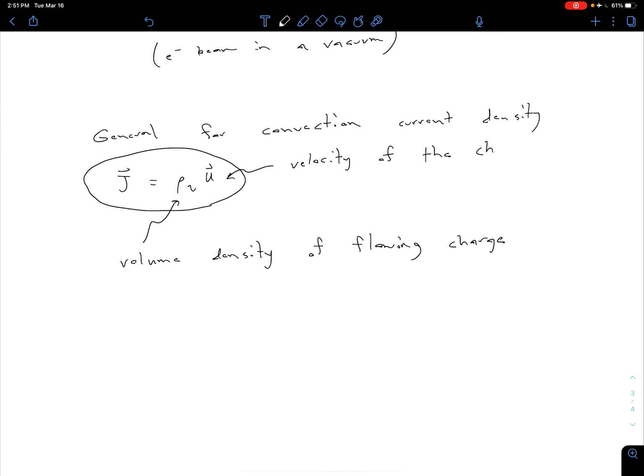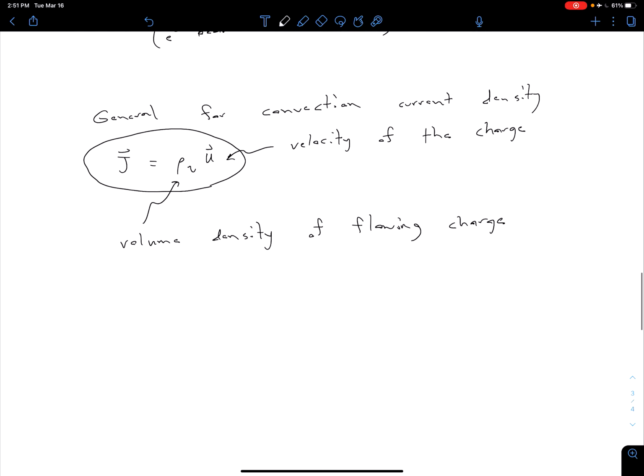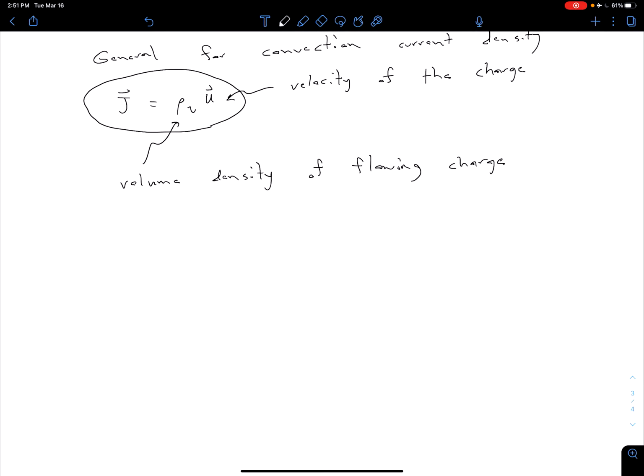This makes sense if we go back to our very basic definition of current, right? We're looking at how much charge passes a point in a given amount of time. Really the only difference here is that we're looking at current density, so we have this per meter squared. We can think about this dimensionally as well. We know that our current density should come out to be amps per square meter.